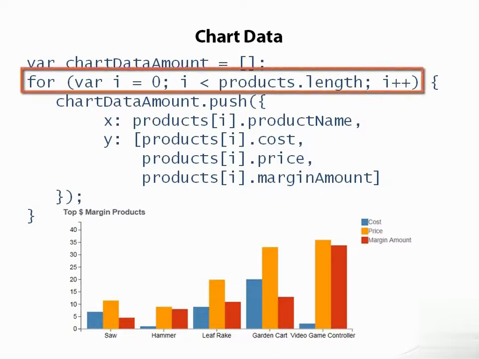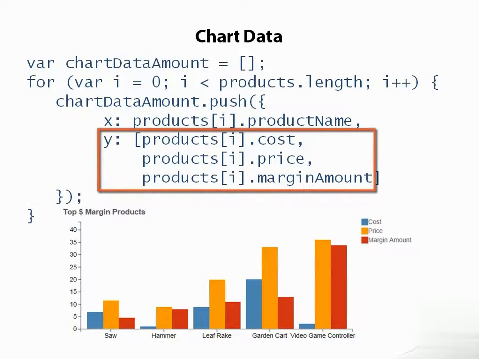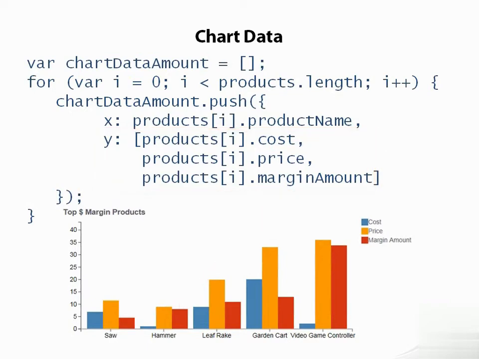It loops through each product in the list of products. It adds the product name to the X property. This is for the X, or horizontal, axis. The Y property is defined with an array containing the cost, price, and margin amount. This defines the Y, or vertical axis, amounts. Let's add the data manipulation for both charts now.